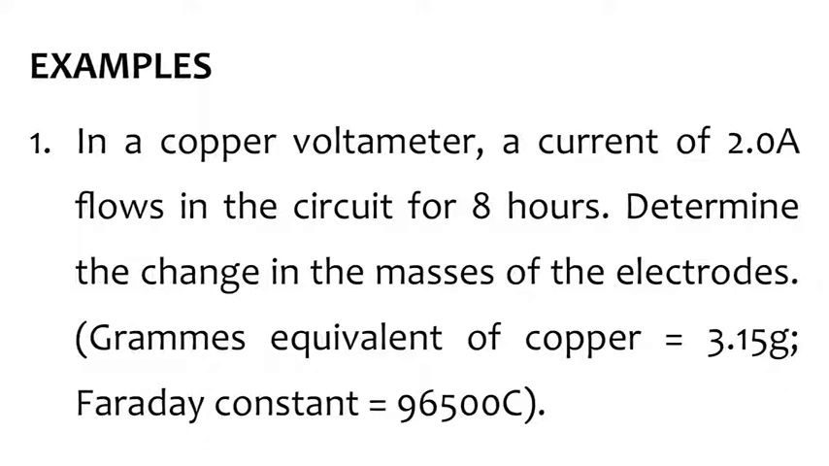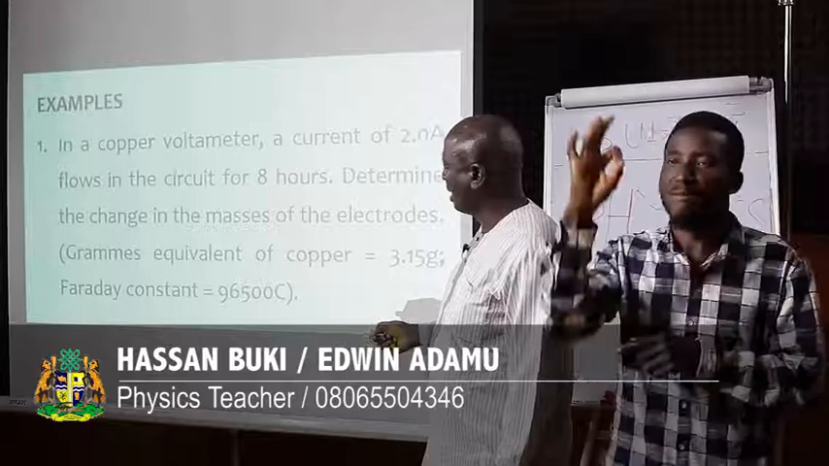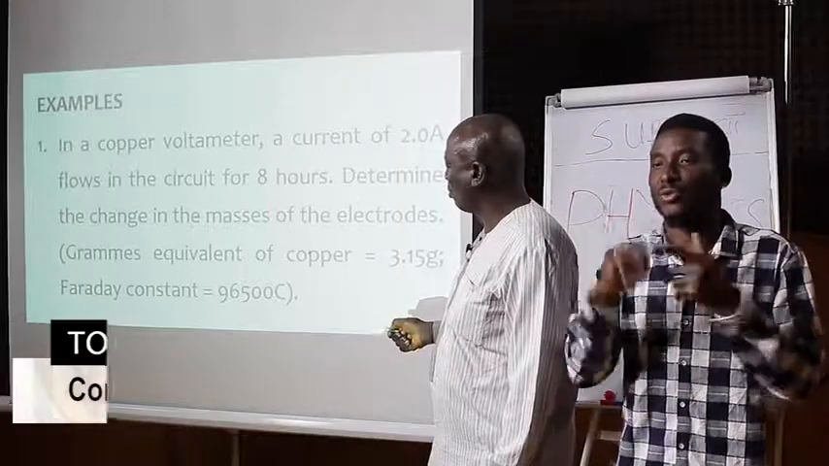Examples: 1. In a copper voltmeter, a current of 2.0 ampere flows in the circuit for 8 hours. Determine the change in the masses of the electrodes, given that gram equivalent of copper is equal to 31.5 grams and Faraday constant is equal to 96500 coulomb.